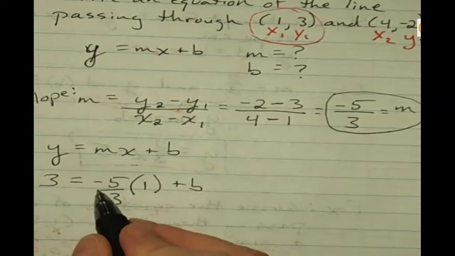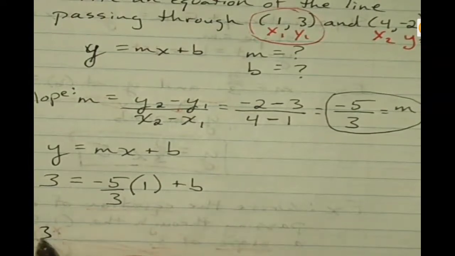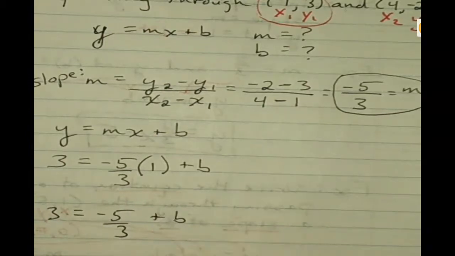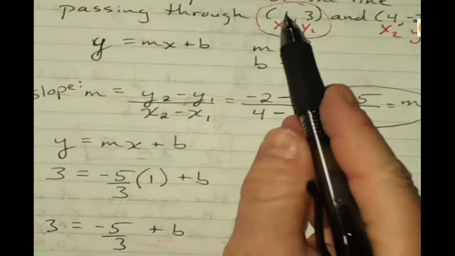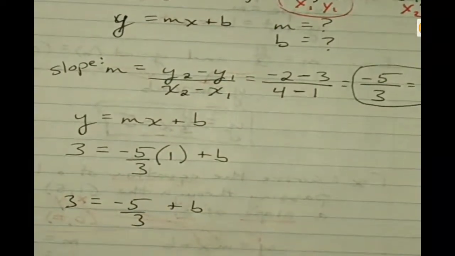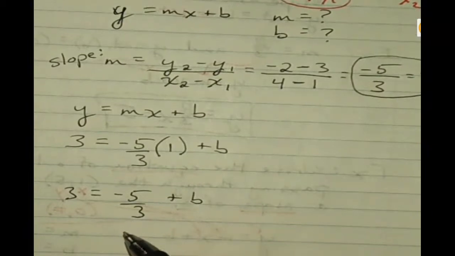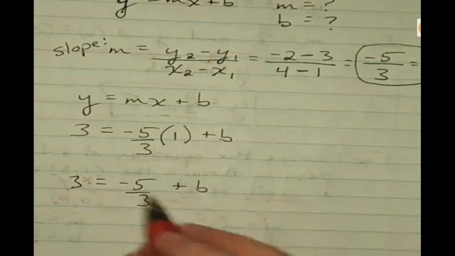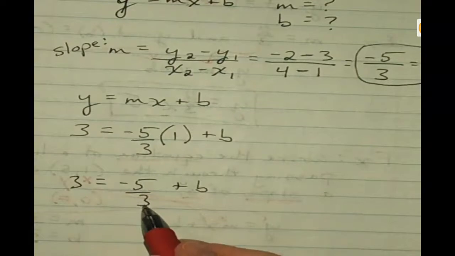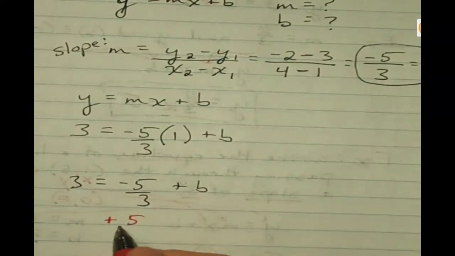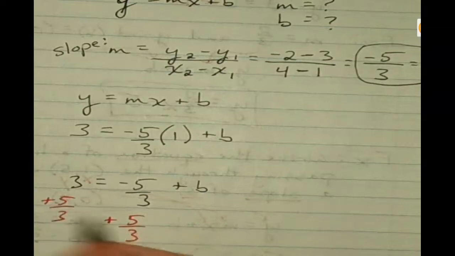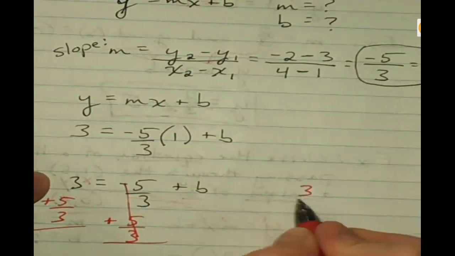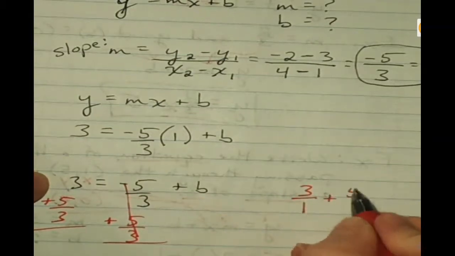All right, so now we work. What is negative 5 over 3 times 1? Negative 5 over 3 plus b. That's another reason why I chose this one. I'm like, oh yeah, anything times 1 is itself. That's going to be easy. Okay, so now, like the last one that Emily did, we've got to solve for b. We got to isolate the variable, have b all by itself. So if I'm subtracting 5 over 3, I need to add 5 over 3 on both sides. That crosses out. So 3 over 1 plus 5 over 3.